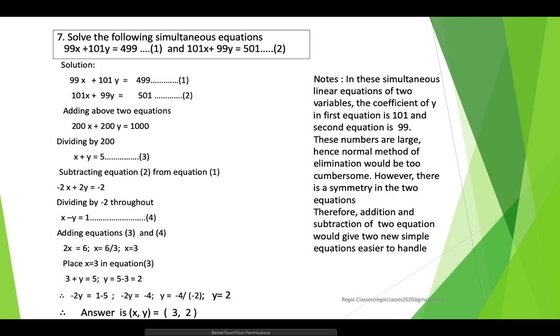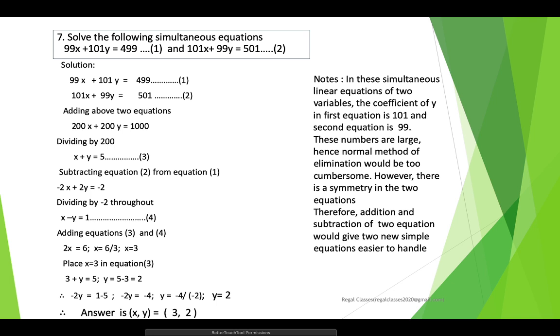How to check this is you can see the symmetry. 99 is the coefficient of x in the first equation, 99 is the coefficient of y in the second equation. Same way 101 is the coefficient of y in the first equation, 101 is the coefficient of x in the second. So there is a symmetry. And you can just add the two equations, divide by 200 and you can get x plus y equal to 5. Similarly, subtract the two equations and you can get x minus y.